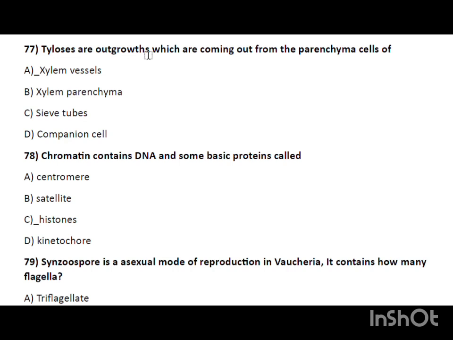Then, question number 77. Tyloses are outgrowths which are coming out from the parenchyma cell of option A, xylem vessel, option B, xylem parenchyma, option C, sieve tubes, option D, companion cells. The correct answer is option A, xylem vessels.